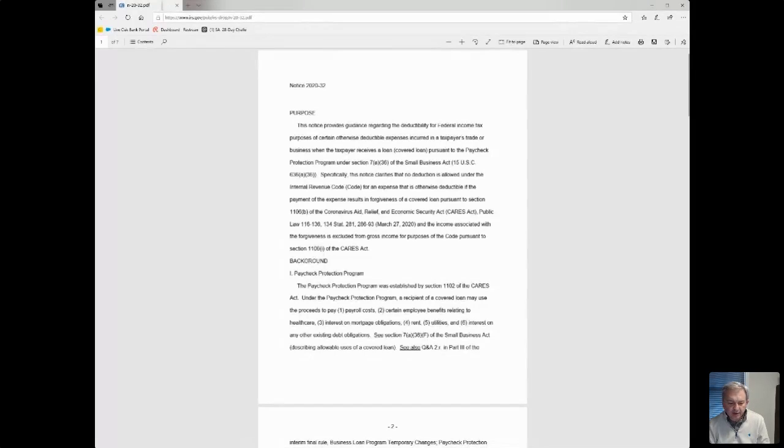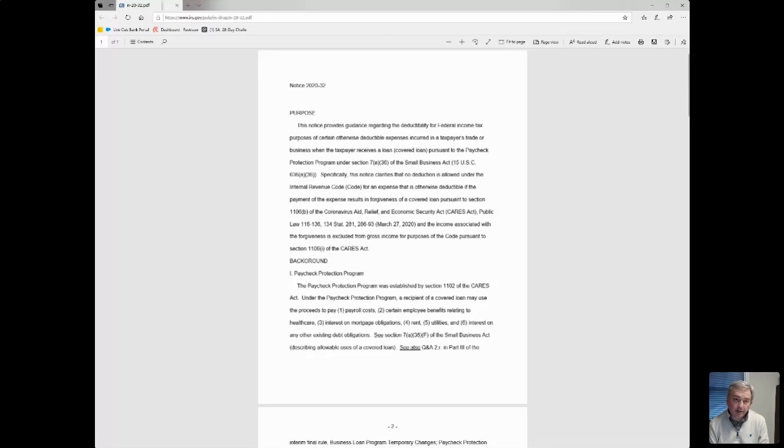Section 265 of the Internal Revenue Code says that any expenses that are paid with non-taxable dollars are not deductible. And essentially, that's what the IRS is confirming here. So essentially what's going to happen is, to the extent you have a Paycheck Protection Program loan forgiven, the costs that were forgiven, or to the extent you were forgiven, the expenses that were paid will not be deductible on your return. So essentially it's a wash.